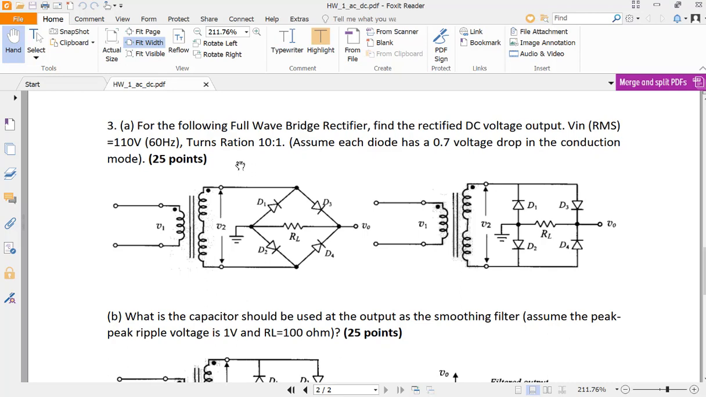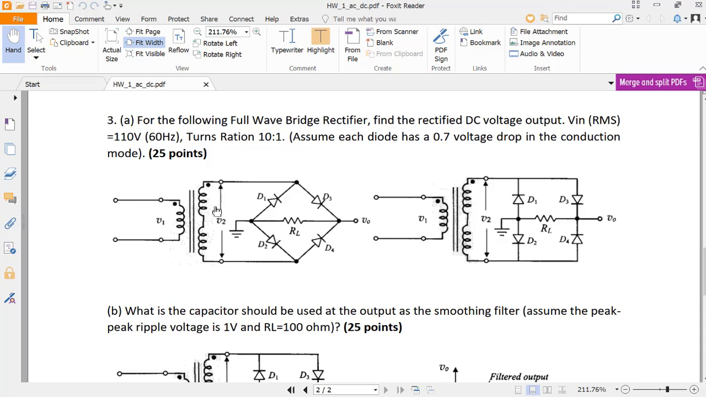Let's see, what's the VAV here? So this is 110. And this will be 11, which is RMS. So times square root of 2, you get VM. And VM minus 2 times 0.7, you get VM over VOUT. So that's the peak voltage of the VOUT.